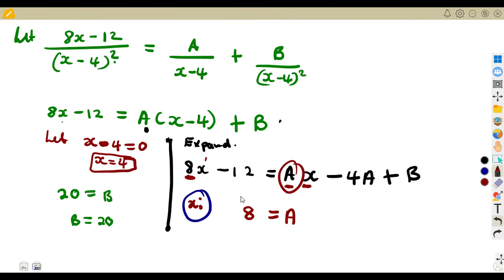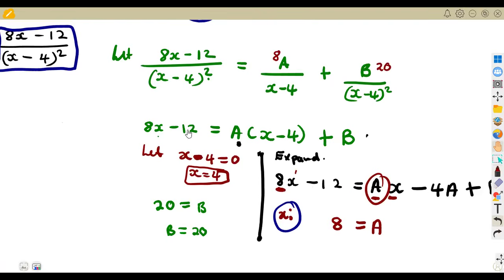So these are the values that we are getting. A is equal to 8, and our b is equal to 20. So in place of a here, we are going to substitute 8. In place of b, we are going to substitute 20. That's what we have expressed into partial fractions. So that was the whole part of this.